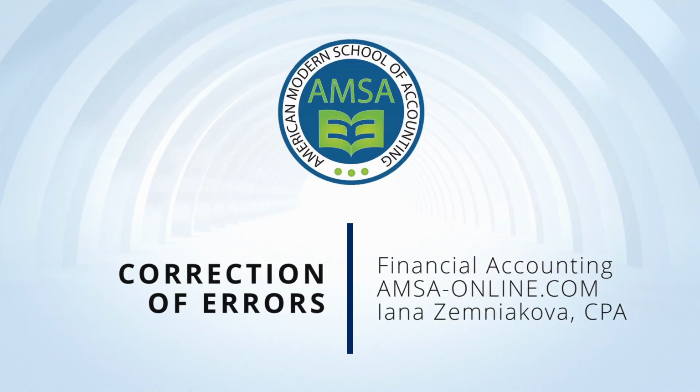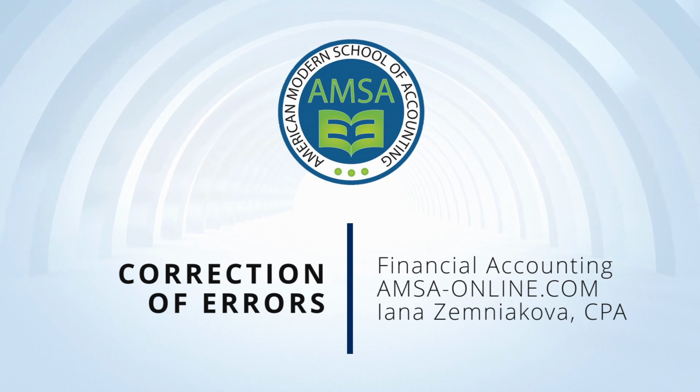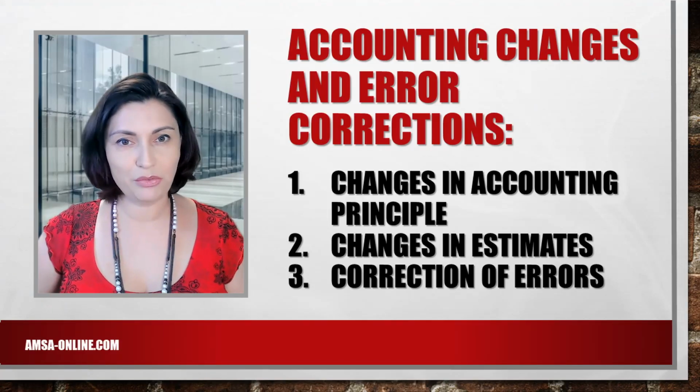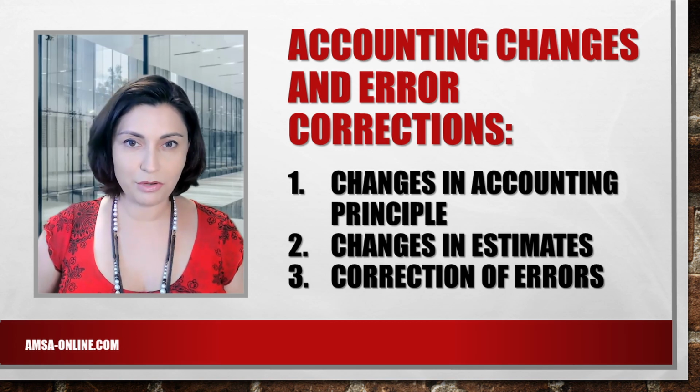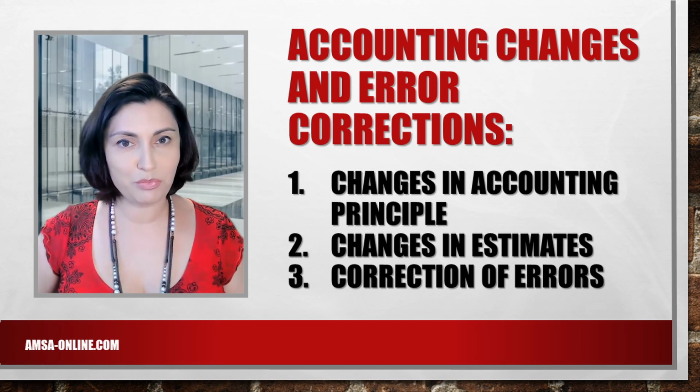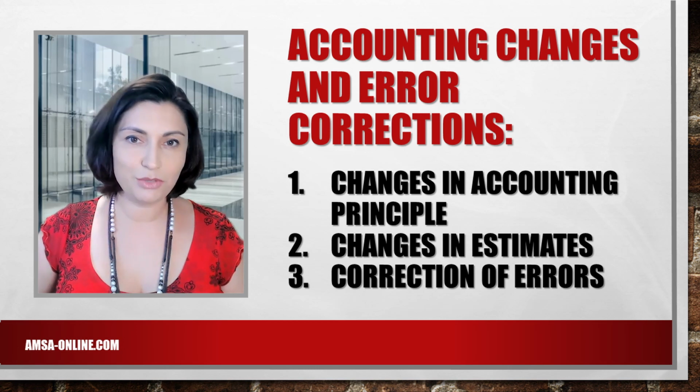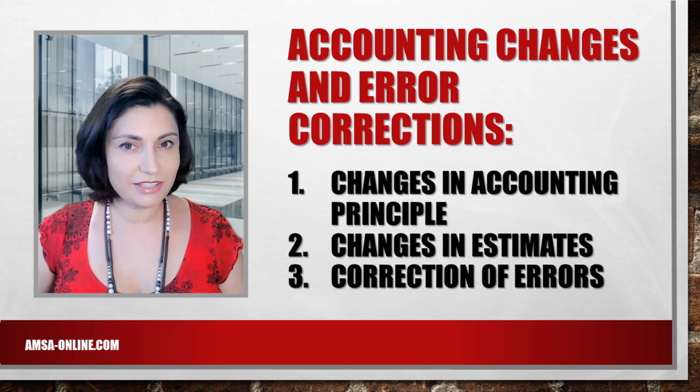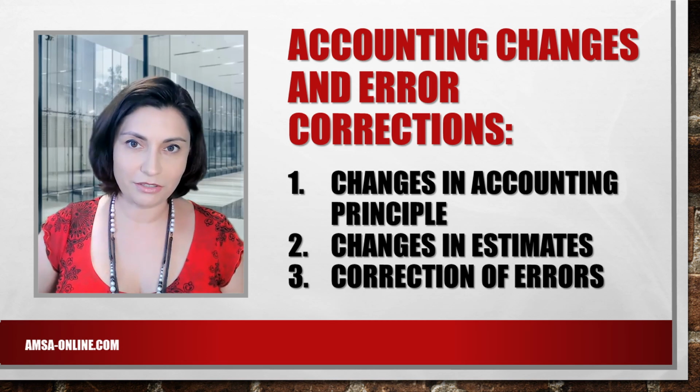Today, we will continue discussing the reporting of accounting changes and errors. Today's video is the third video on this topic and will concentrate on the correction of errors. As we already discussed in the previous videos, there are three areas that require unique reporting provisions: changes in accounting principle, changes in estimates, and corrections of errors.